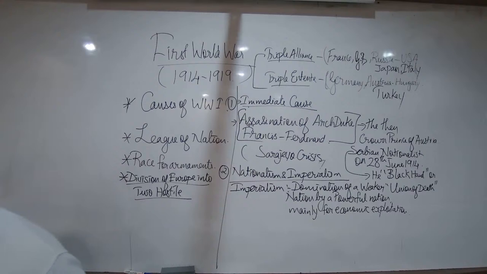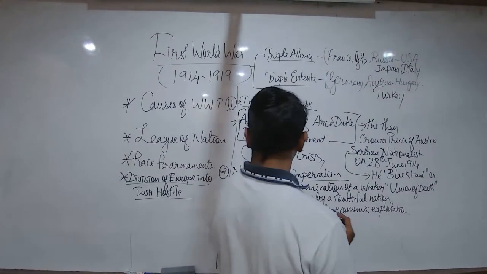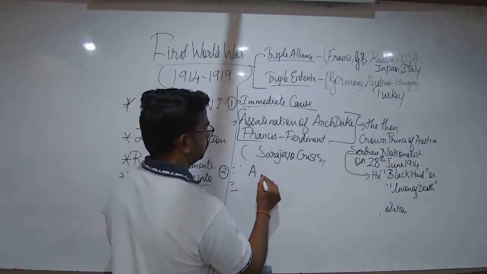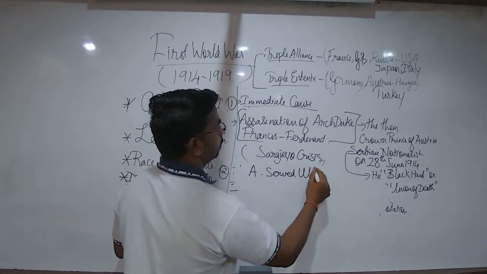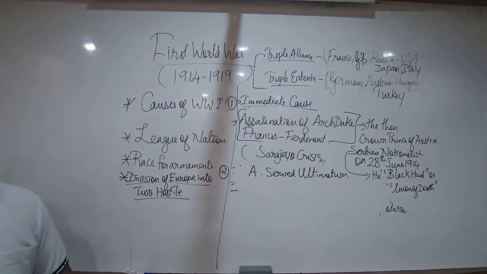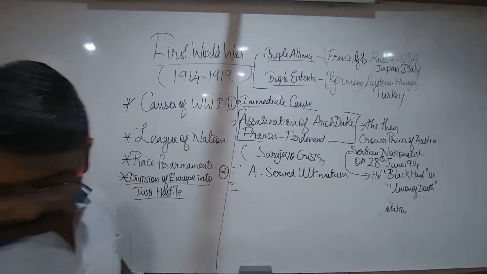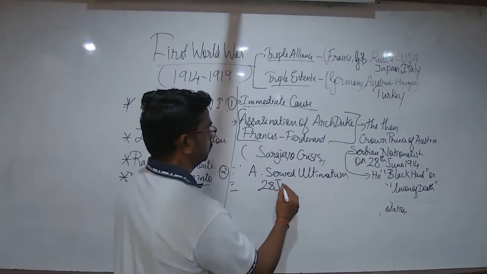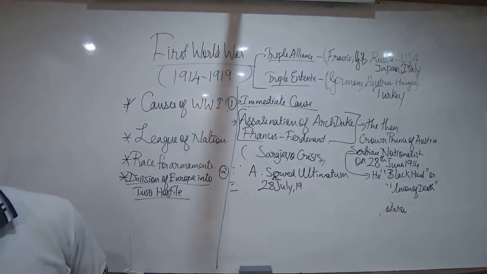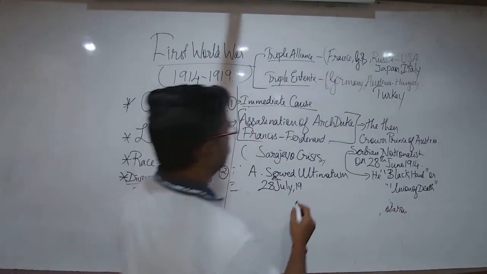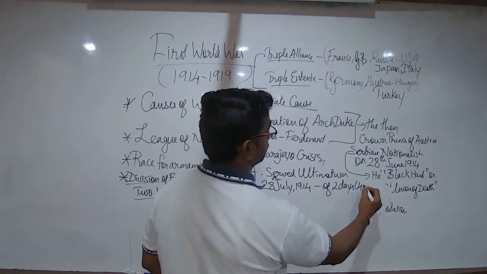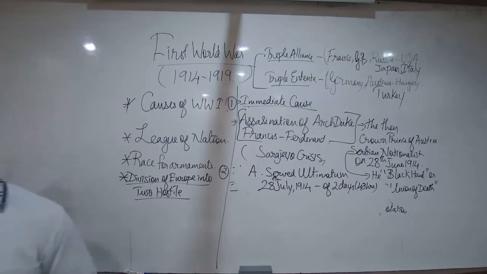Next, Austria served an ultimatum. What is an ultimatum? Legal warning. Austria served an ultimatum; if you want to remember, you can write legal warning, on 28th July 1948. Actually I wrote it wrongly. In 1948? Sorry, 1914. An ultimatum of 2 days. If 48 suddenly comes in the exam, don't get confused. Simple calculation.